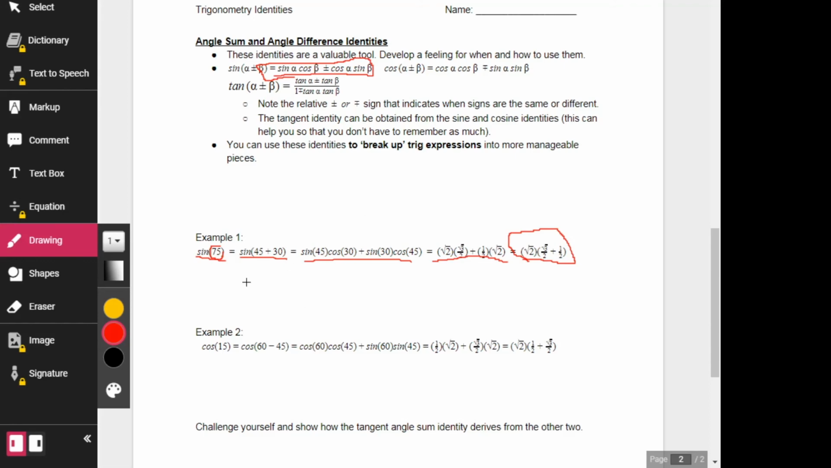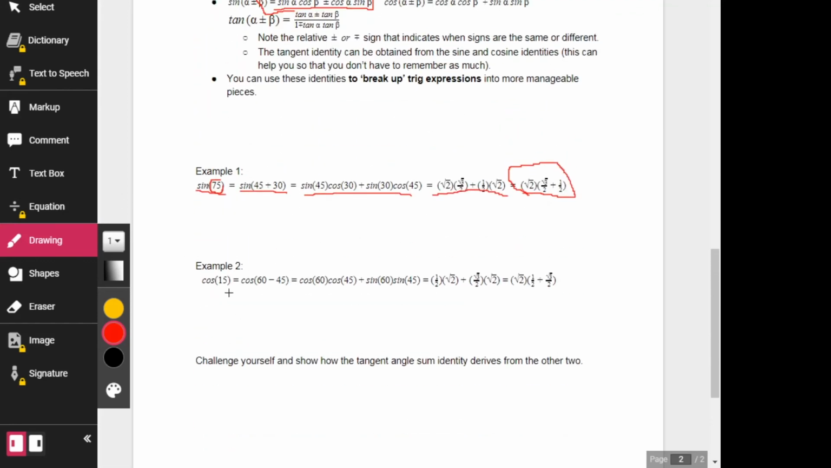Okay, example 2. I know I ramble, you guys. I'm sorry. I'm going to try to speed it up a little bit.